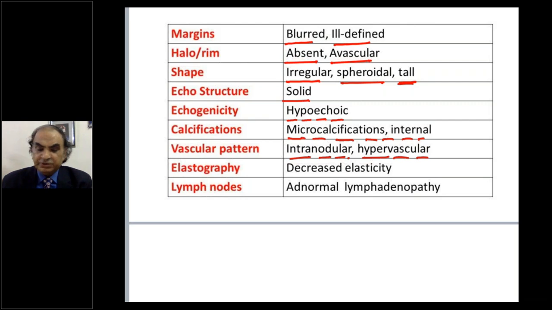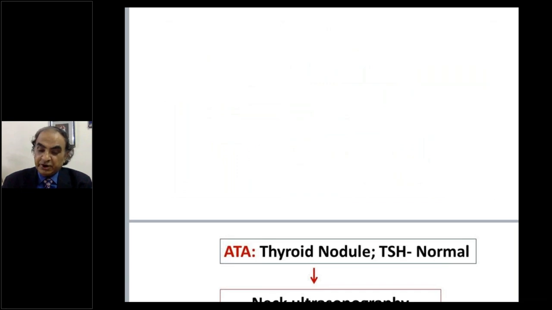I've already mentioned this, so I'm just putting the whole thing in the form of a table so that you can remember. And then, of course, abnormal lymphadenopathy, where you will find that the kidney-shaped or oblong lymph node becomes spheroidal because of central necrosis. It has a central area of hypoechoic change, that's necrosis, and there is loss of fatty hilum, and of course increased blood supply, which replaces the fatty hilum. These are all features which you would be asked anytime and you should know.